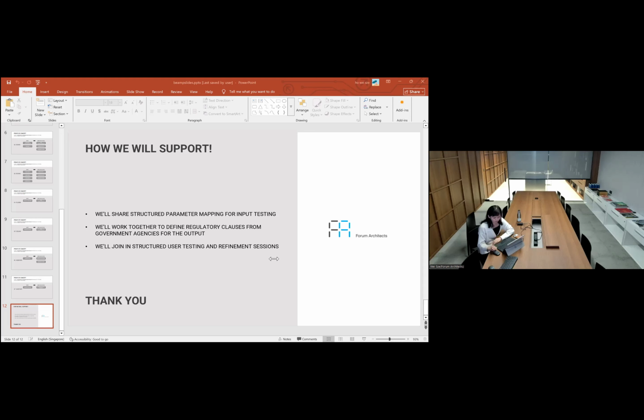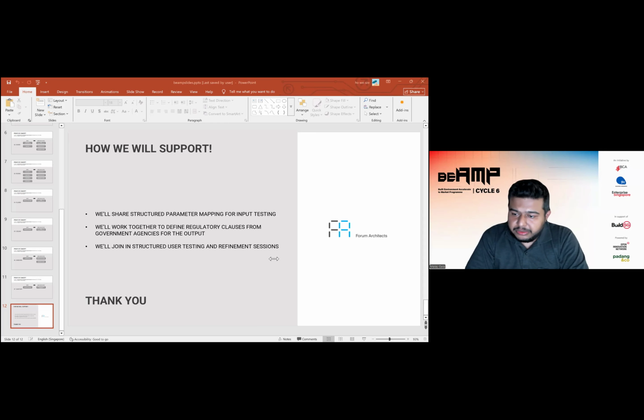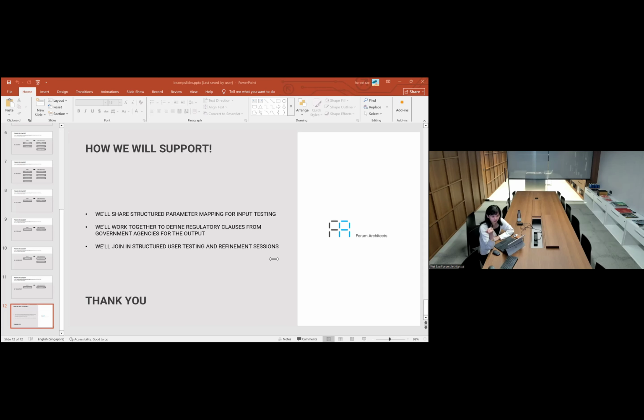We are open to investigating, but the premise of the challenge statement is that we want to reduce the errors of doing the IFC to Revit translation, and reduce the amount of man hours and the amount of resources required for this translation between IFC and Revit.